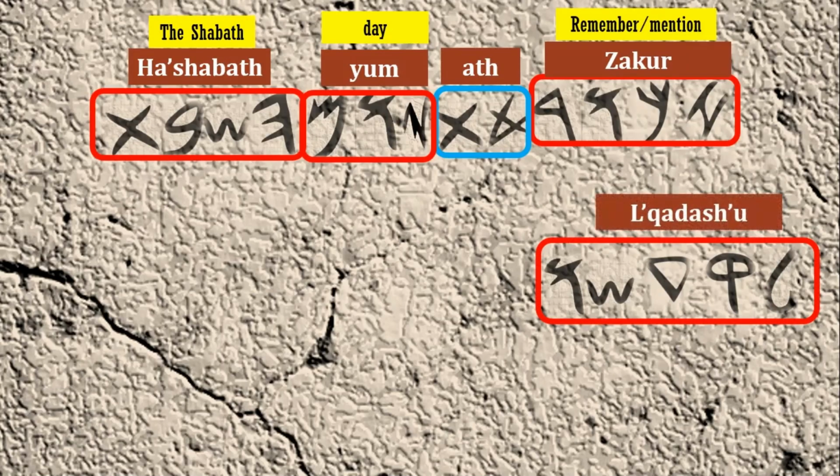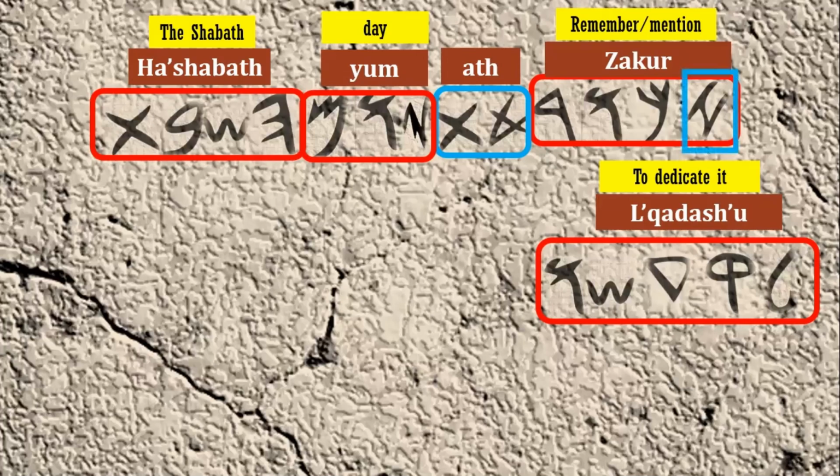Lakadash, sorry, Lakadash u. And of course, that's the lam, the kof, the dal, shin, and u. What word is this? To dedicate it. So remember or mention the day, the Shabbat, to dedicate it. Zakur et yom hashabbat lakadashu.